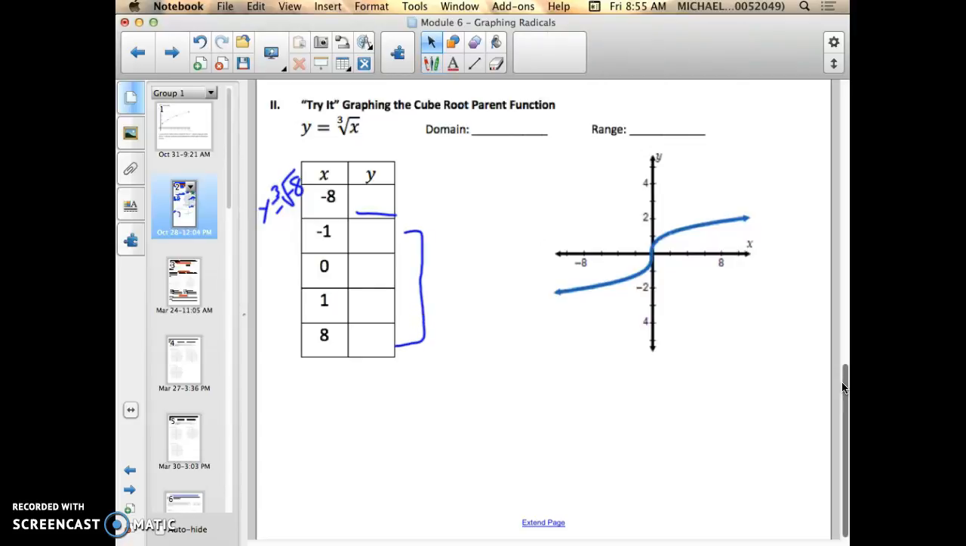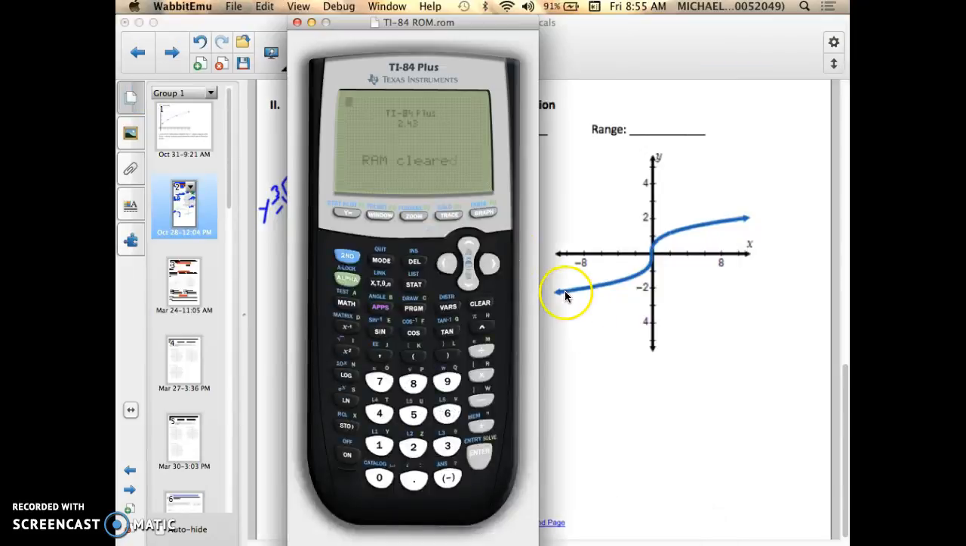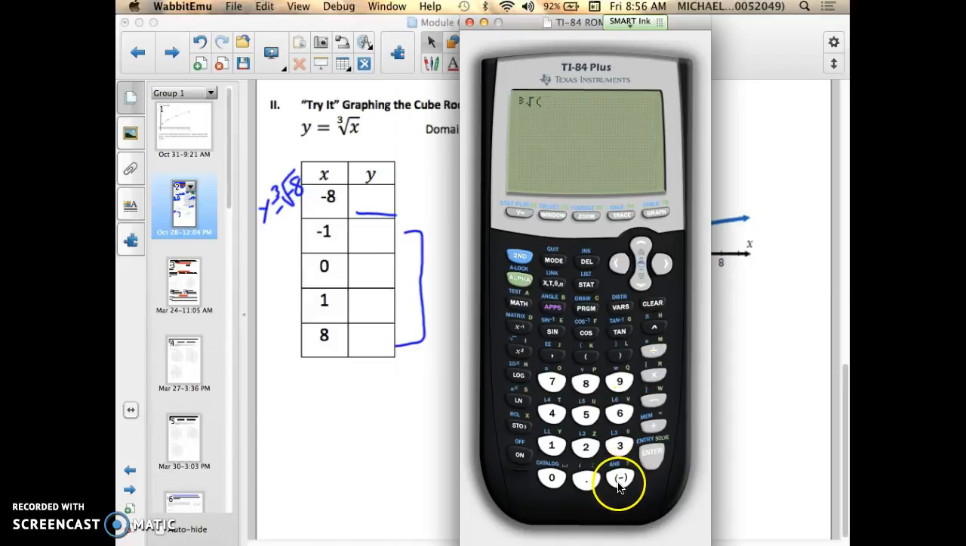All right? So if I was going to plug that in the calculator and find the output for -8, and taking the cube root, I'd pull up my calculator, and then on the left-hand side, if you see this math button, you go down to number 4, or you can hit 4. That brings up the cube root option. And I want the cube root of -8. And that gives me -2.